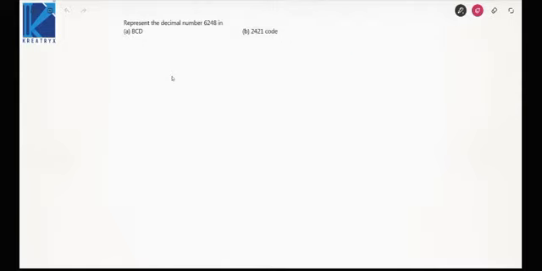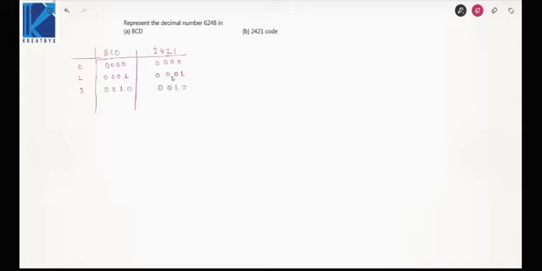Next question. Represent the decimal number 6248 in BCD and 2421 code. Each decimal digit can be expressed as a combination of several bits. Like 0 can be written as 0, 0, 0, 0, and similarly here 0, 0, 0, 0. 1 is 0, 0, 0, 1, here also 0, 0, 0, 1. 2 is 0, 0, 1, 0, here also 0, 0, 1, 0.